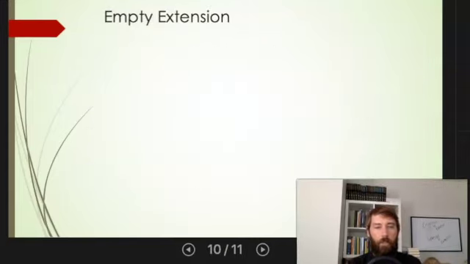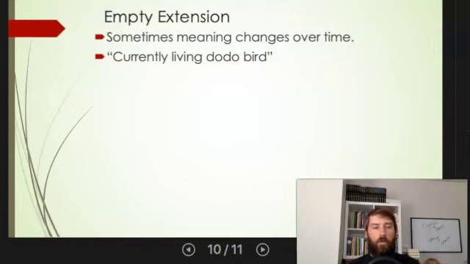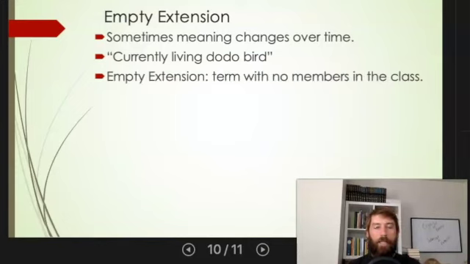Some terms have empty extension. Remember, extension is the things out in the world that you can point to, touch, taste, feel, see. Think of this phrase, currently living dodo bird. A long time ago, when someone said this phrase, what was brought to mind were the facts that people know about dodo birds. You might not know any facts about dodo birds because they're extinct. But as of now, dodo birds are extinct. So currently living dodo bird might have intension, what comes to mind when you hear that, but it has no extension. It's an empty extension because there are no currently living dodo birds. So that's what we mean by empty extension, a term with no members in the class.